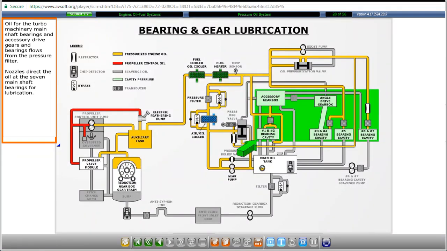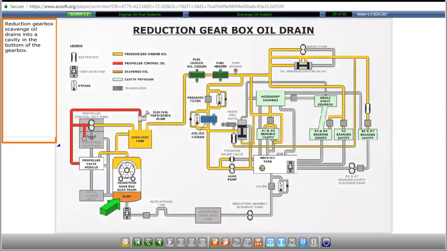Oil for the turbo machinery main shaft bearings and accessory drive gears and bearings flows from the pressure filter. Nozzles direct the oil at the 7 main shaft bearings for lubrication. Reduction gearbox scavenge oil drains into a cavity in the bottom of the gearbox.